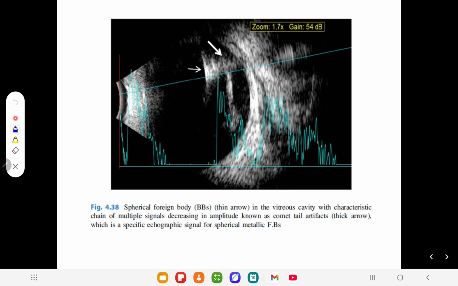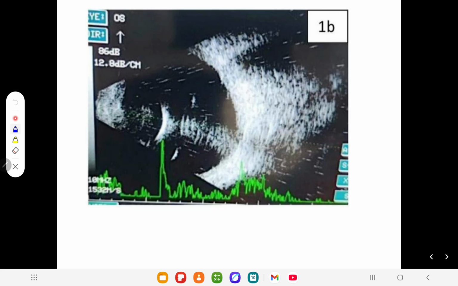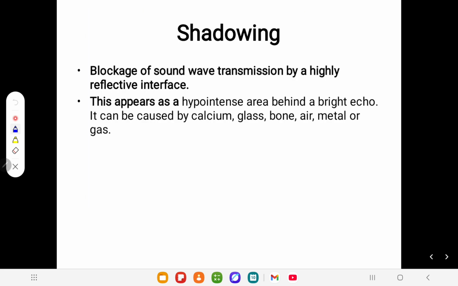And again, can you see this is the foreign body, isn't it? Very small, thin arrow, and what do you call comet tail artifact? Can you see this comet tail artifact? Yes, that's what I'm talking about. Again, the same foreign body in the comet-shaped particle, isn't it? Yes.